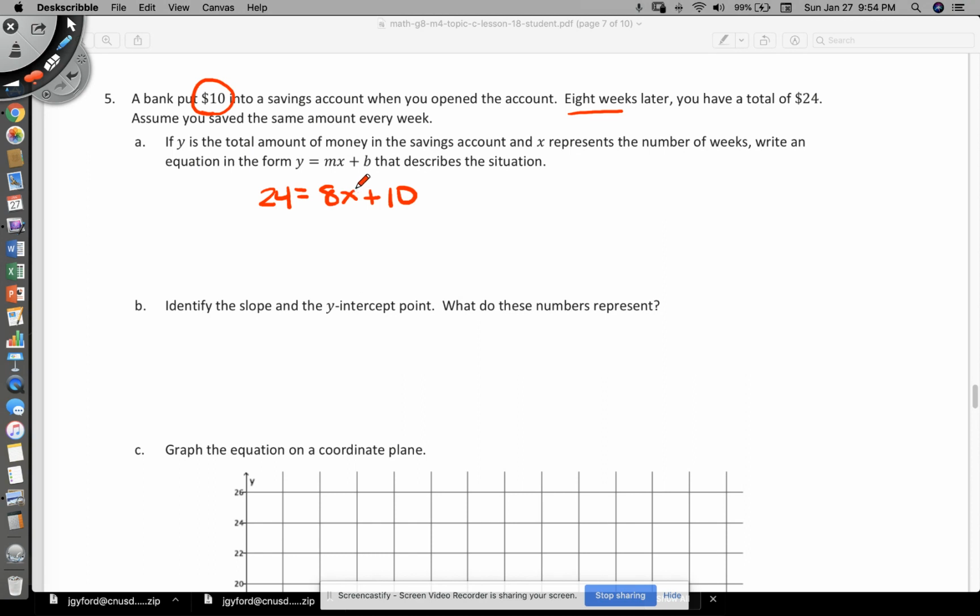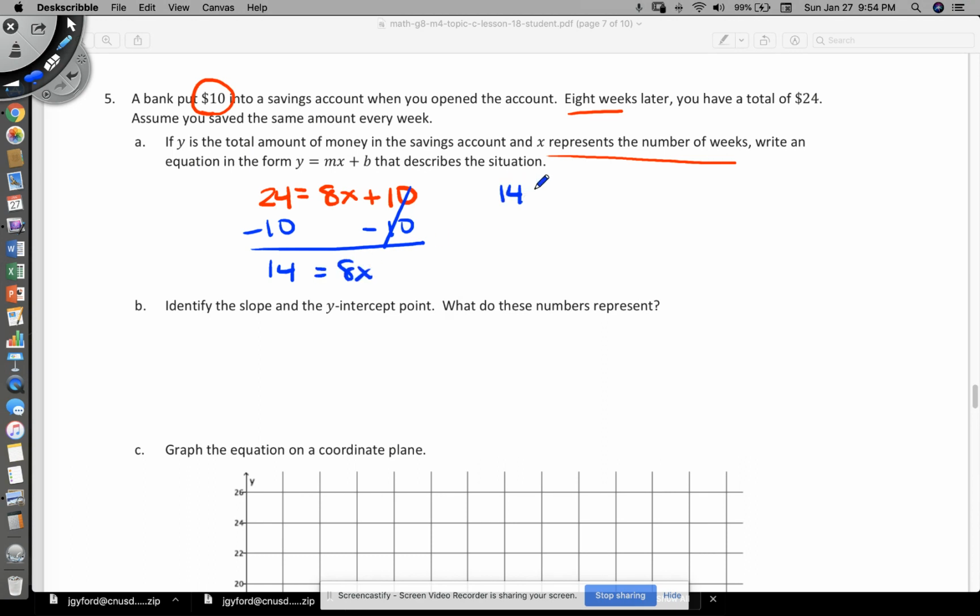They want to know how many weeks. What are the number of weeks? So in order to do that, the first thing I'm going to do is get rid of that 10. I'm going to move the 10. What's the opposite of adding 10? Subtracting 10. So I'm going to subtract 10 from both sides, and those cancel. 24 take away 10 is going to give me 14 and bring down my 8x.